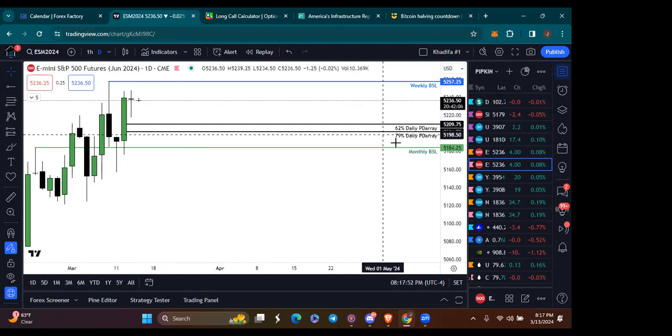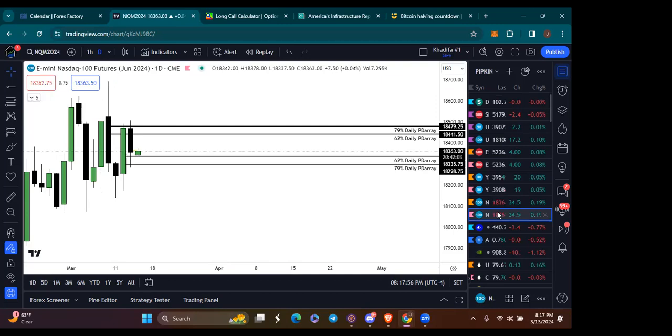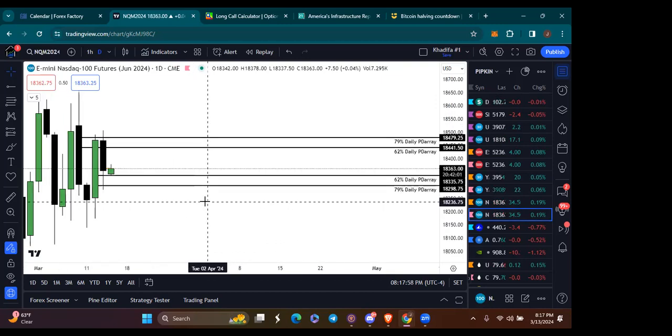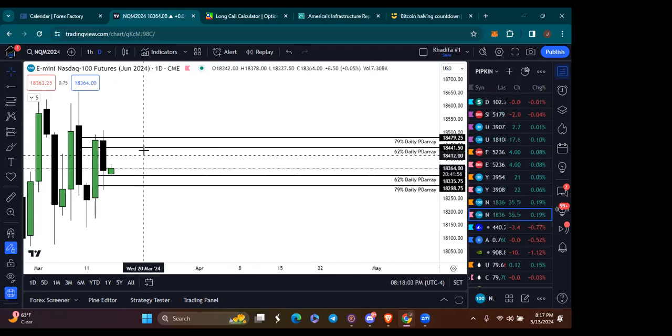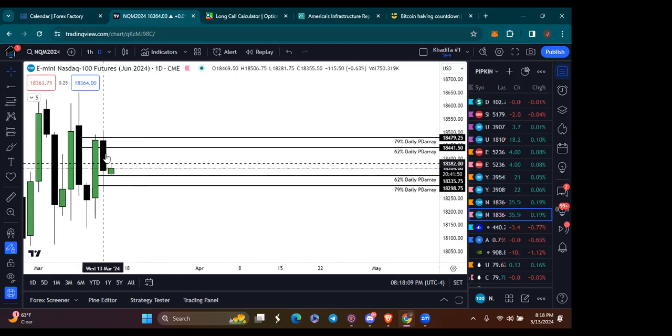That would be TP1, and then these levels and so forth. And with NQ, I would like to see NQ retest today's PD array levels, right? I haven't thrown them on there yet. These are the PD array levels, and they come from Friday's price range.